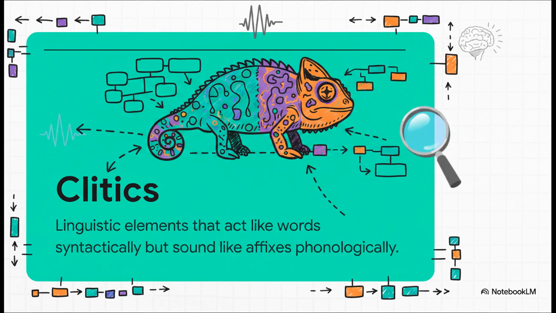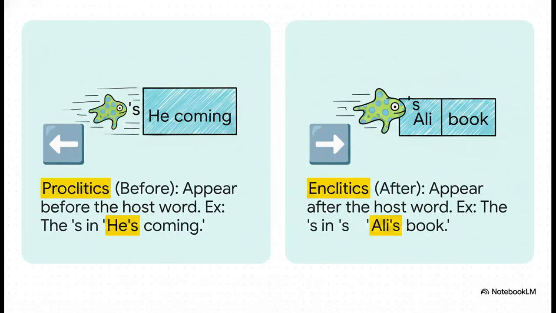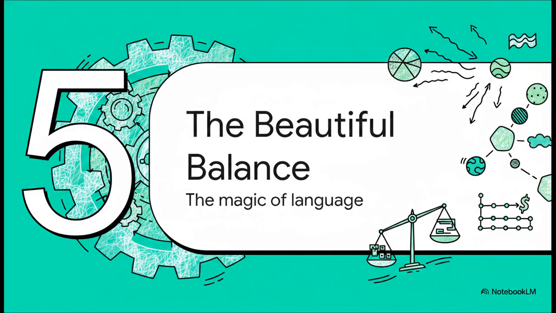And if you want to see just how blurry the line between a word part and a whole word can get, you have to look at clitics. These things are fascinating. They're like linguistic chameleons. When it comes to sentence structure, they act like their own words. But when it comes to sound, they just latch onto other words like a suffix. They literally live on that morphosyntax interface. And you use these all the time without even realizing it. Proclitics latch onto the front of a word, like the S in he's coming. Enclitics latch onto the end, like the S in Ali's book. In both of these cases, a whole word like is or has gets shrunk down to a single sound. But, and this is the key, it still carries the full grammatical weight of the original word, shaping the sentence around it.